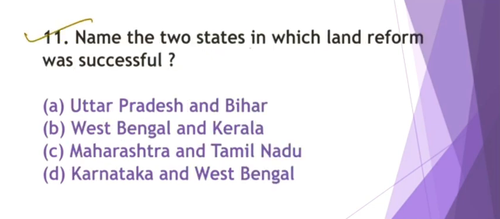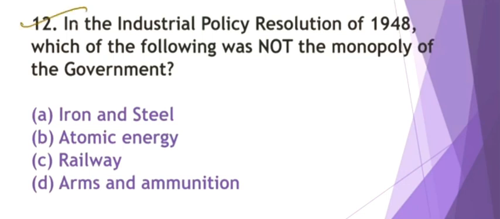11. Name the two states in which land reform was successful. Option number B, West Bengal and Kerala. Question number 12. In the Industrial Policy Resolution of 1948, which of the following was not the monopoly of the government? Option number A, iron and steel.